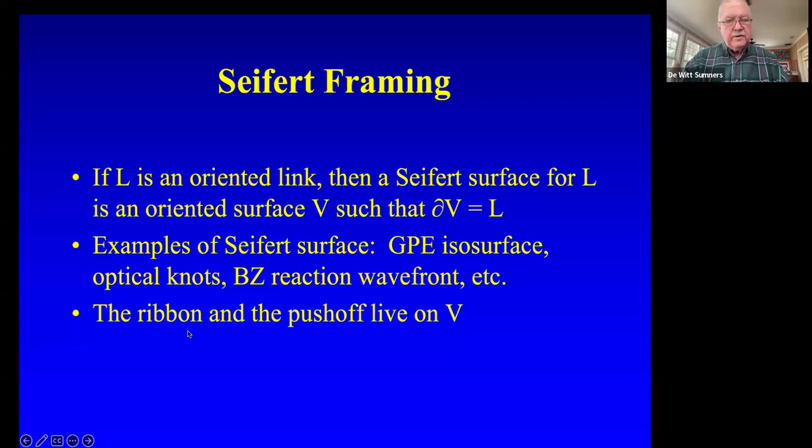And for the Seifert surface, I'm assuming that the ribbon and the push-off live on V. So you have the Seifert surface V, it comes into the tube neighborhood, its boundary is the middle curve of the tube neighborhood, and the intersection of the Seifert surface with the tube neighborhood is that ribbon. And so the push-off is the boundary of the ribbon that lives on the boundary of the tube.